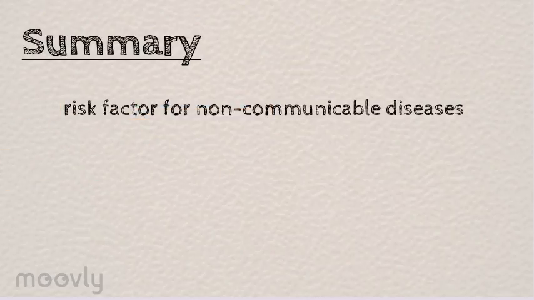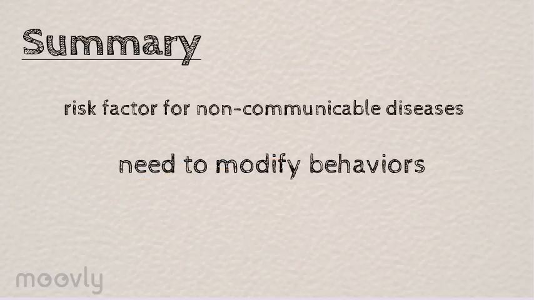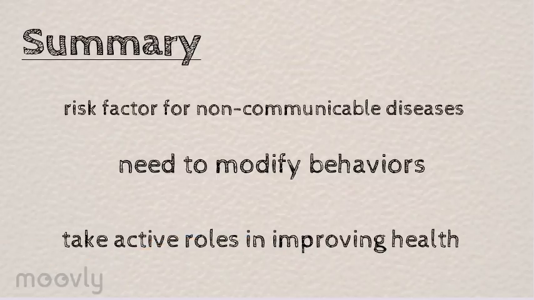Summary: obesity is a preventable risk factor for non-communicable diseases found in our society. While genetic predisposition can influence obesity, individuals in general need to modify their behaviors by unlearning habits such as overeating and inactivity and start taking active roles in improving their health.